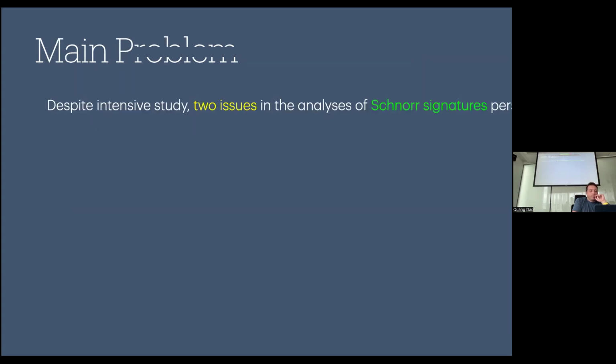So Schnorr, since it's been around for 35 years or something, has been a subject of intense study, but there are two issues or drawbacks in the analyses that have persisted throughout the years. One is that basically all positive results that I'm aware of for Schnorr rely on the random oracle model. We'll get to what the random oracle model is, but that's one drawback.